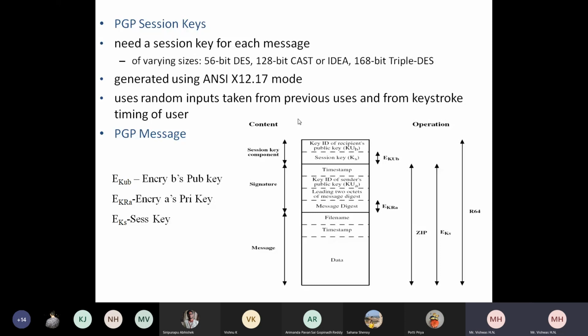Next one, third one, being skeptical of public keys received. Being skeptical of public keys received.